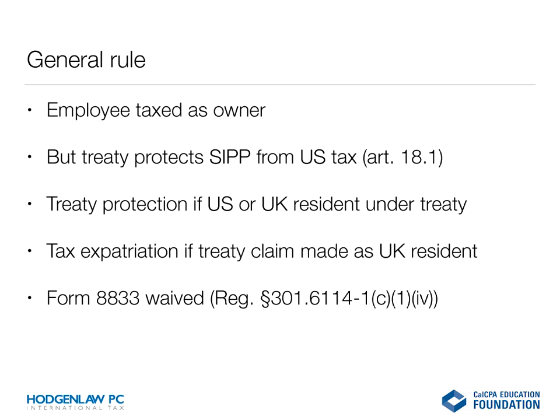So for the UK SIP, the employee is taxed as the owner, but the treaty protects the employee from tax on the SIP's income. This treaty protection applies if the person is either a U.S. resident or a UK resident under the treaty. But if you want to claim benefits as a UK resident, just be careful that it can cause tax expatriation for a green card holder. And again, Form 8833 filing requirement is waived because it relates to a pension.